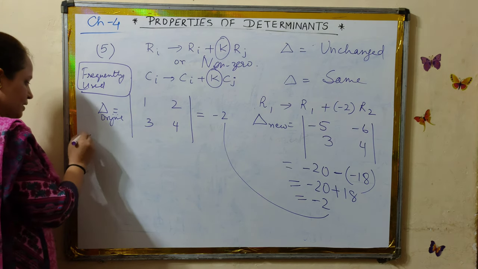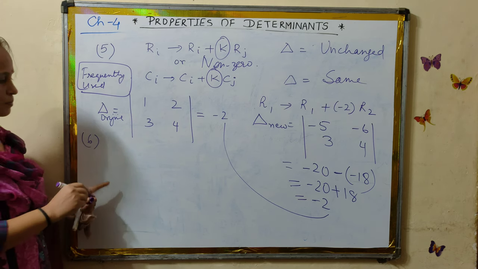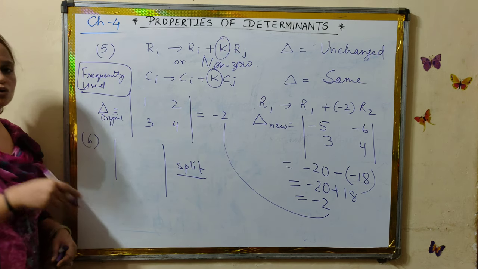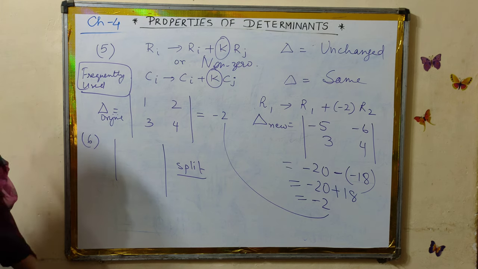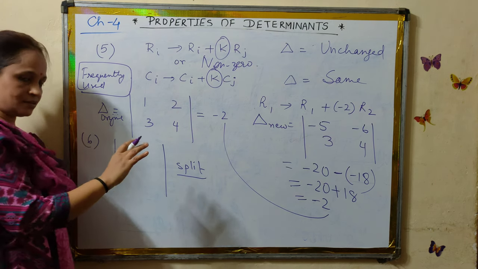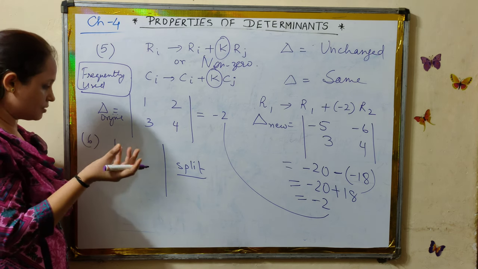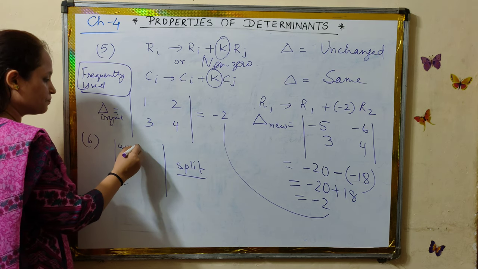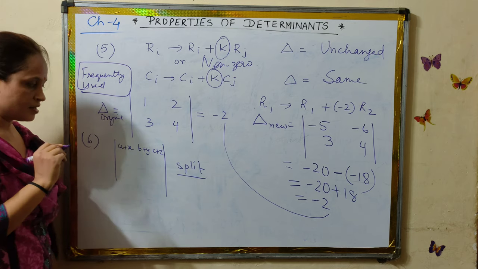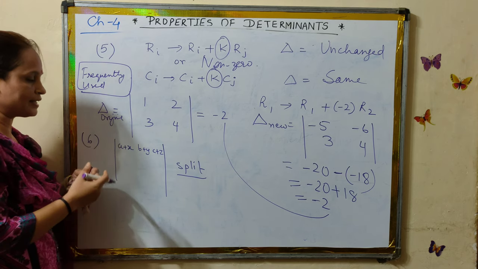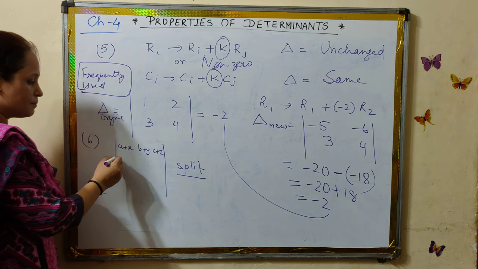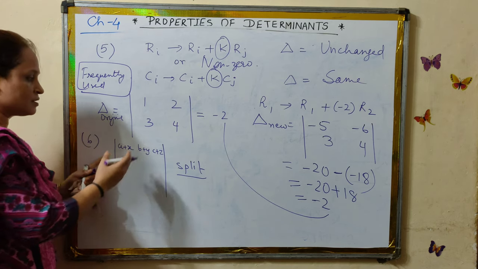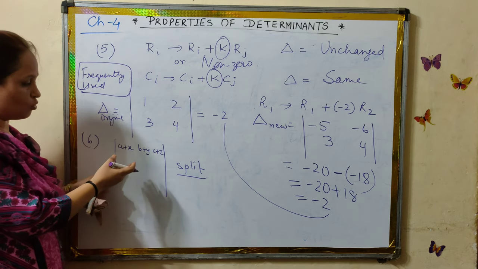The sixth property is the last property that we have of determinants, and this property enables us to split a determinant into two or more determinants. And when do we split? The criterion is that in the determinant, any particular row or particular column is expressed as a binomial. Like this, we have the first row as a binomial. So if you find that in a particular row or column the determinant has elements as binomials or trinomials, then you can split the determinant with respect to that particular row or column.